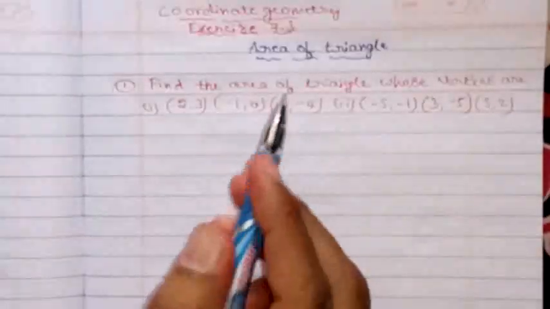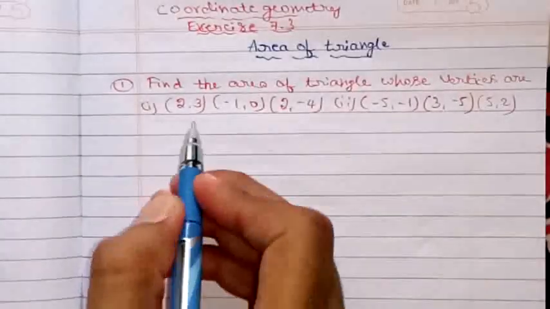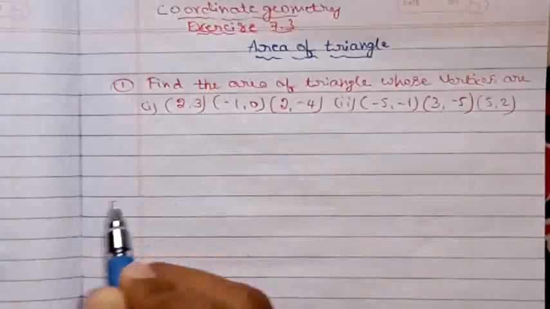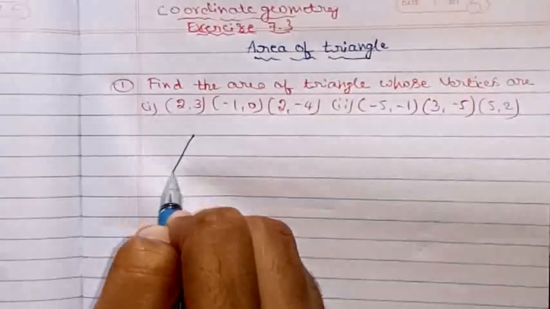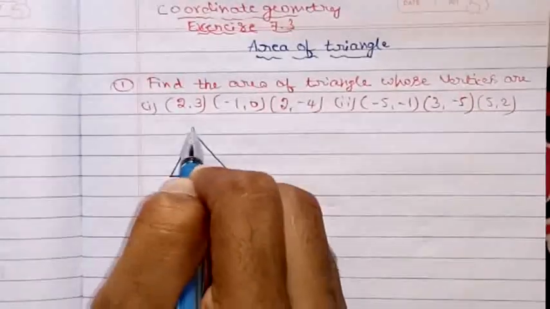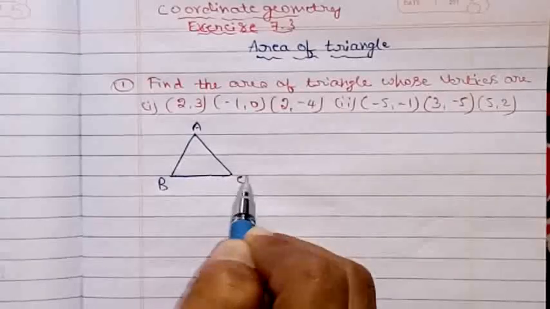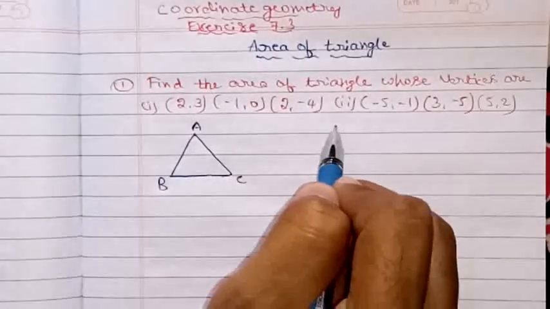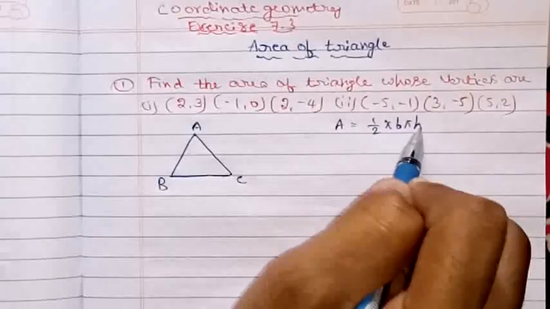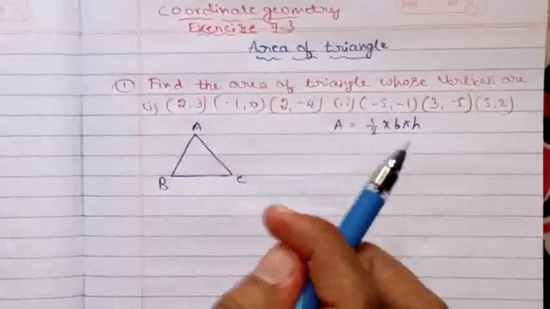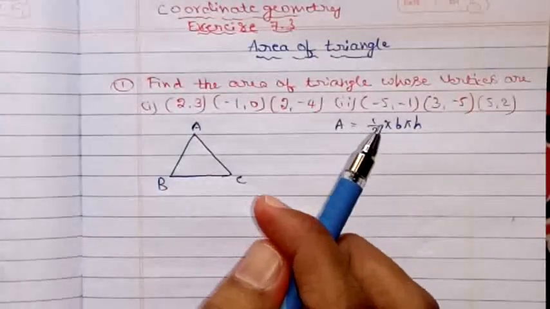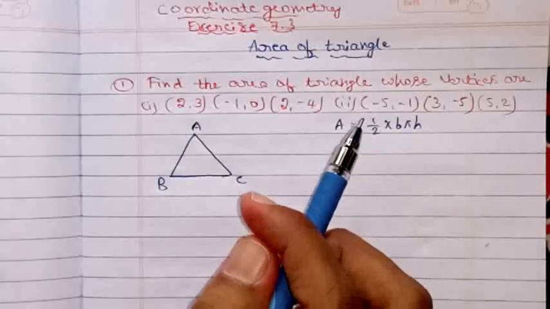So, before solving this, let me just recall for you, children. I think you have learned how to find the area of a triangle if the base and the height are given. The formula is: area of a triangle equals half into base into height, right, children? So if they have given the base and height, and also you have learned how to find the area of a triangle by using Heron's formula.